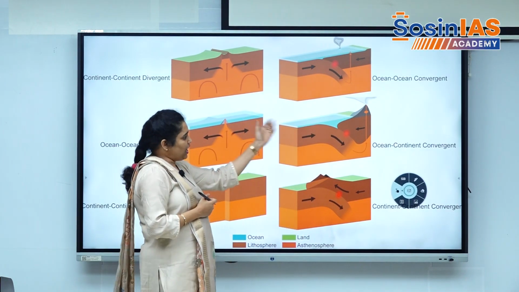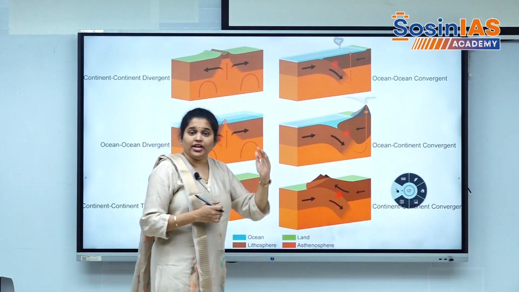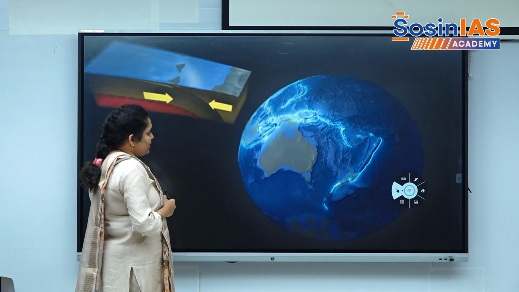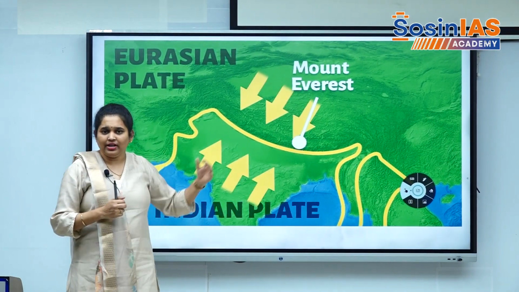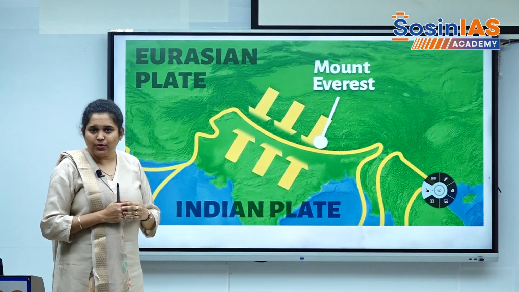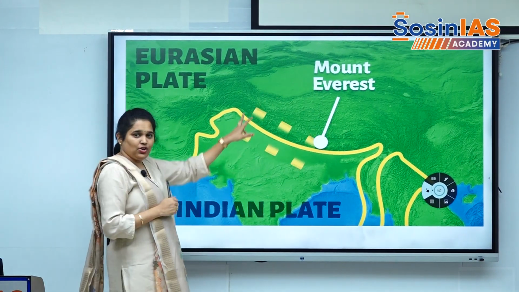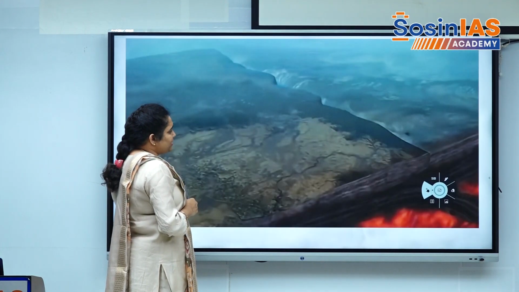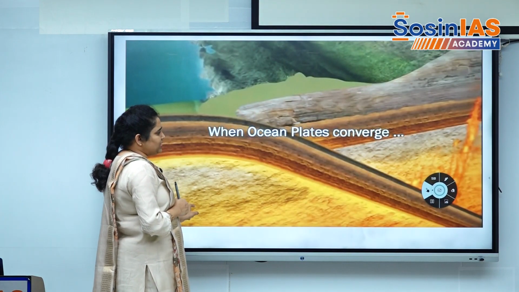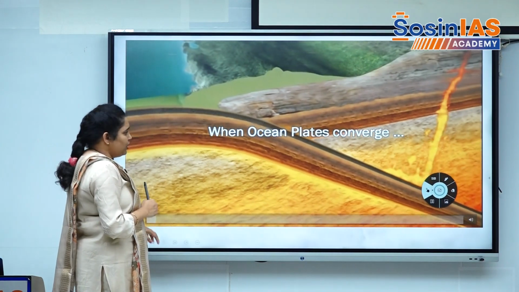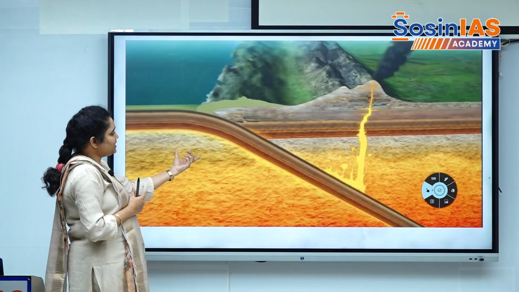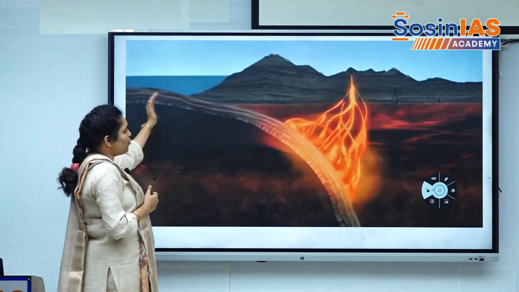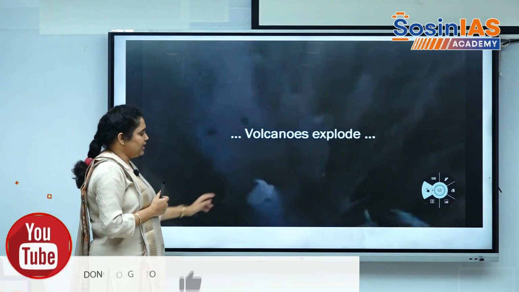Then when it comes to convergence, you have continent-continent convergence, just like your Himalayan mountain belt. In the Indian subcontinent, the Indian plate is converging with the Eurasian plate, showing continent-continent convergence. And then there are certain instances where ocean-ocean convergence is also present. It means two oceanic plates converging to form a trench kind of situation. So, this is how the convergence takes place, wherein one plate subducts and it will be destroyed.